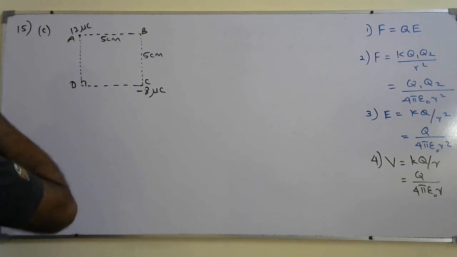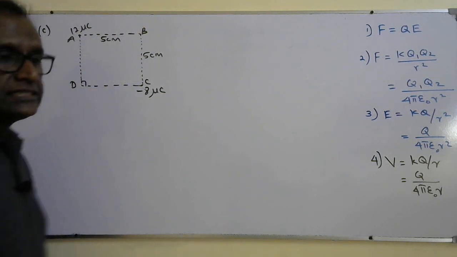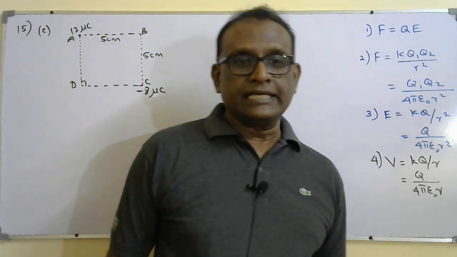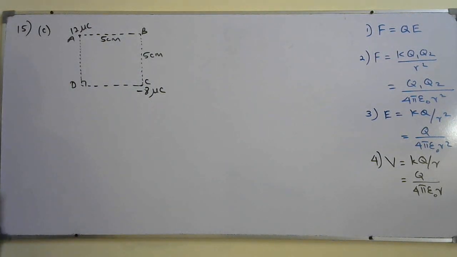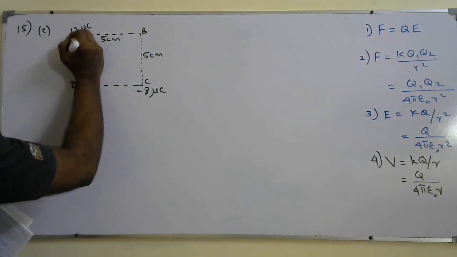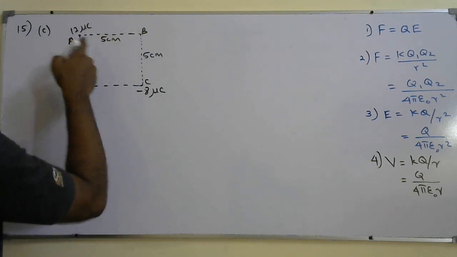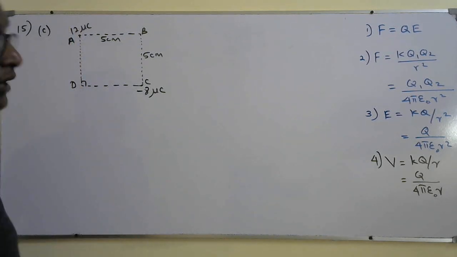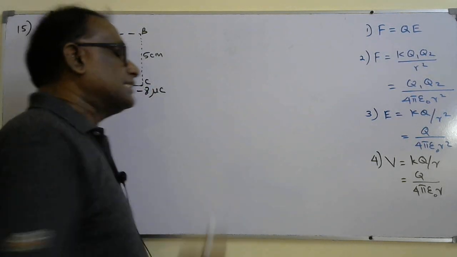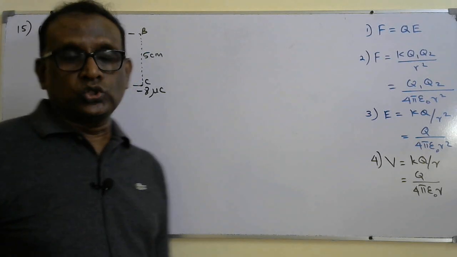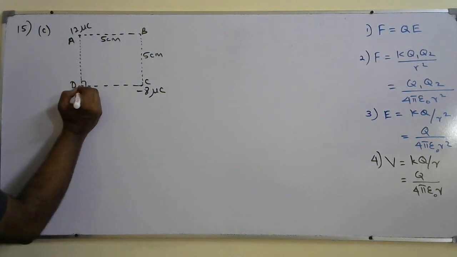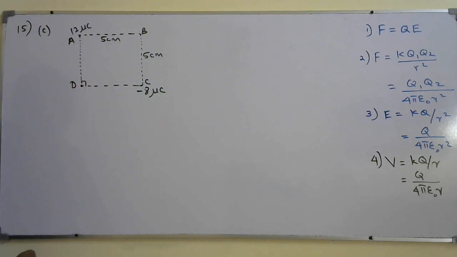Okay, so there could be a question with different geometrical shapes. ABCD is a square. The length of one side is 5 centimeter. There are 2 point charges kept on the corners: at A positive 12 microcoulomb and at point C negative 8 microcoulomb. The question is, what is the electric potential at point D?